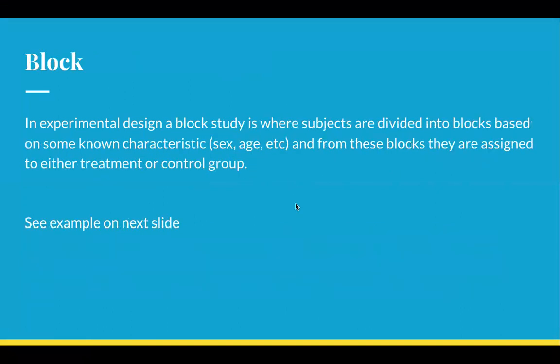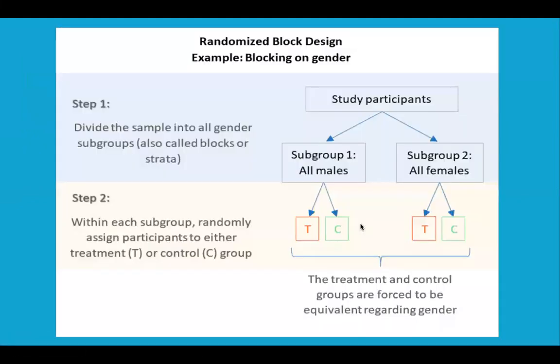Block. So in experimental design, a block study is where subjects are divided into blocks based on some known characteristic, typically. So this could be like sex, like your biological sex, male or female, your age, and other similar characteristics. And then from these blocks, they are assigned to either the treatment or control group.